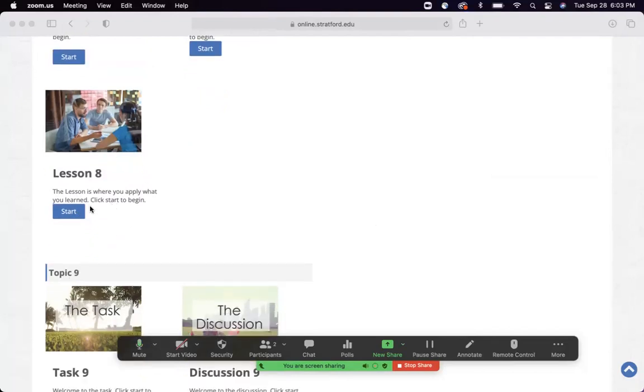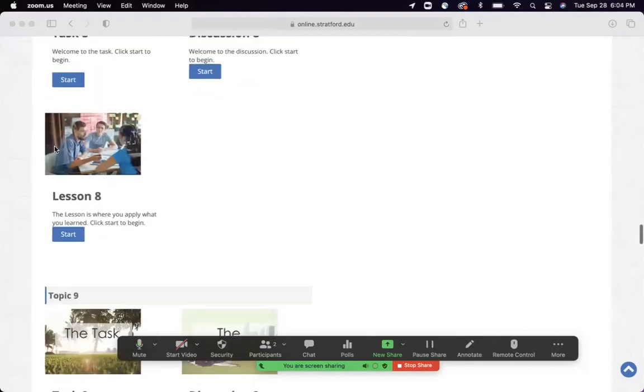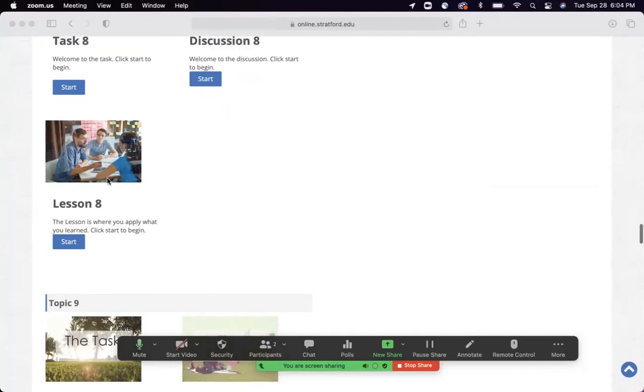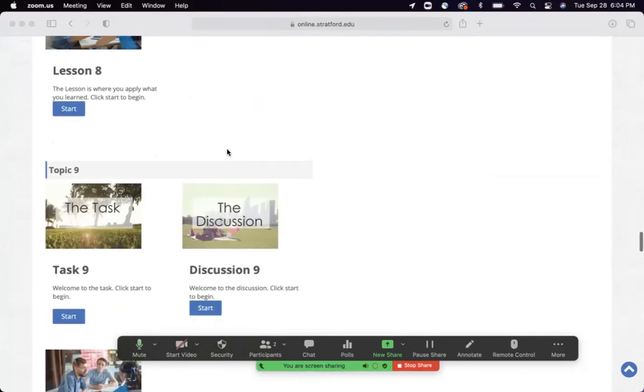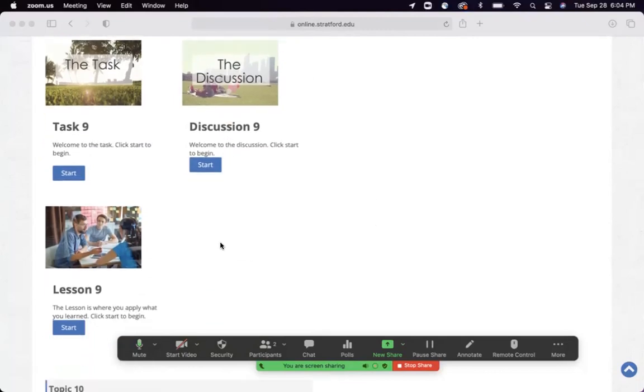Because the link is bad and I don't know. It's one of those lessons that are kind of iffy in the first place. So don't worry about it, if you haven't done lesson 8, please don't do it. It's okay. Task 8, discussion 8, of course, is due today. I'll catch up on grades over the weekend.